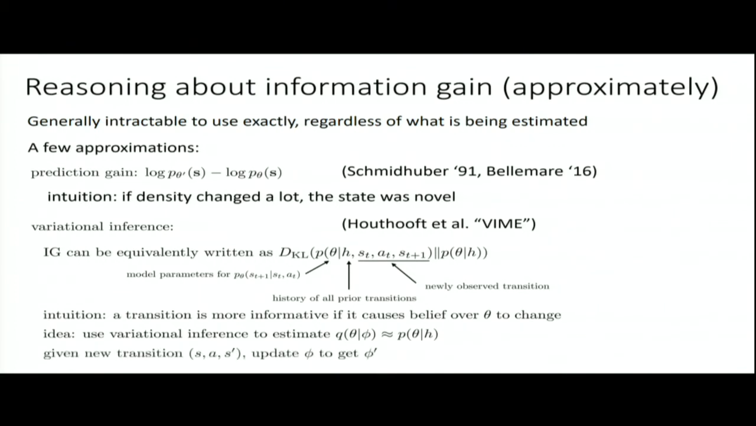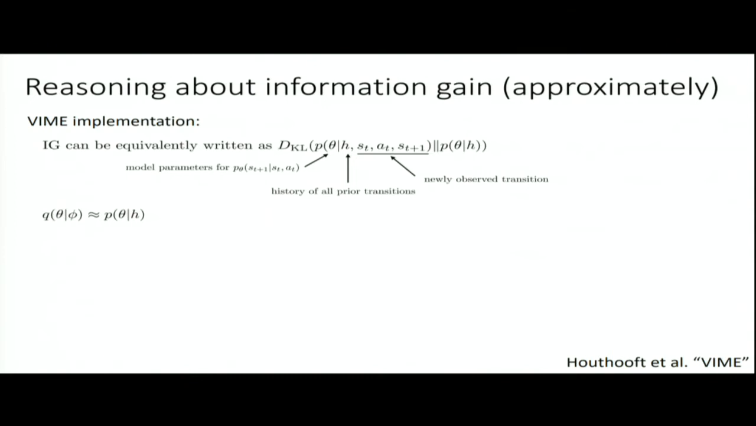And of course, given a new transition s, a, s prime, you'll update phi to get phi prime, and that's what will give you your KL divergence. So you want Q(theta | phi) to look like P(theta | H). And to do that, you'll optimize the variational lower bound, the KL divergence between Q(theta | phi) and P(H | theta) P(theta).